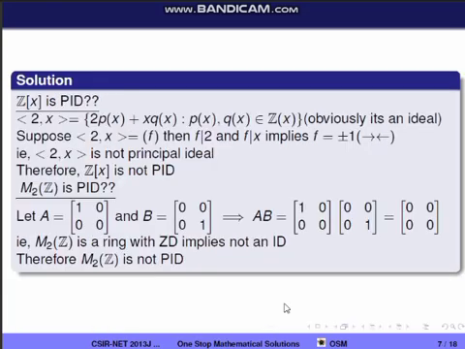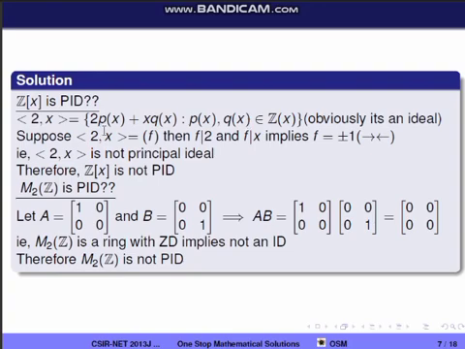Now we'll look into the next two options, whether Z[x] is a PID. PID means every ideal should be generated by a single element. If we look at the ideal (2, x), this is obviously an ideal, and it is equal to the set of all 2p(x) plus x q(x), such that p(x), q(x) are elements of Z[x]. I am saying that this is not generated by a single element.